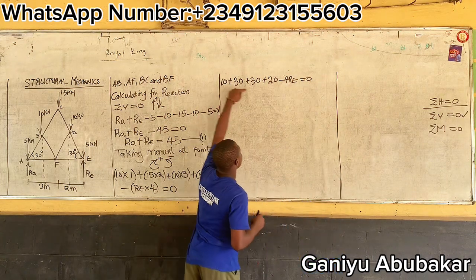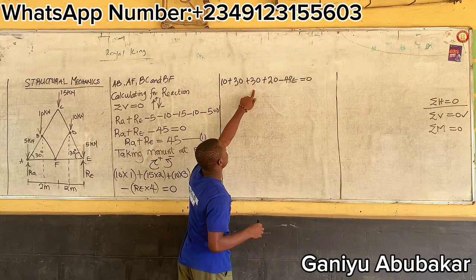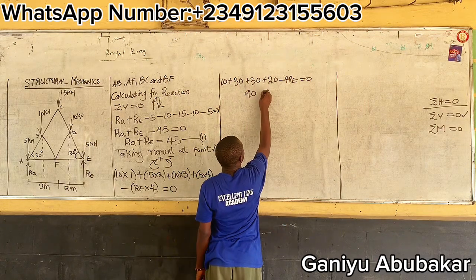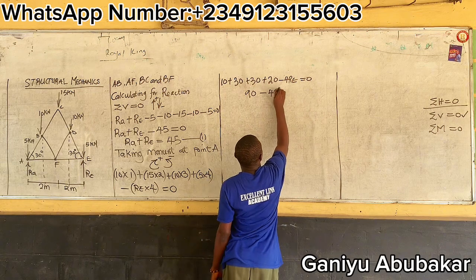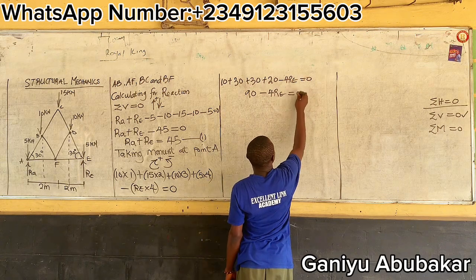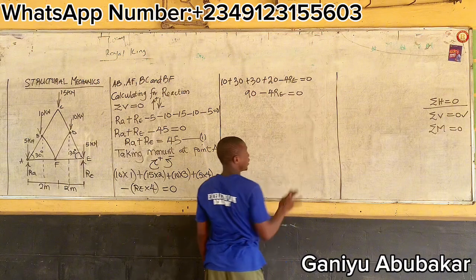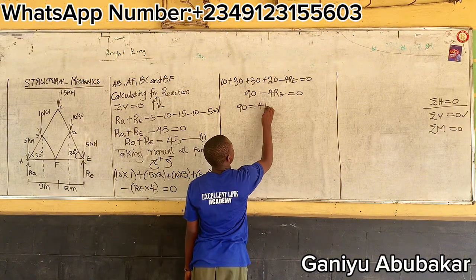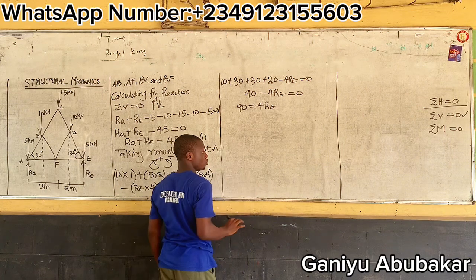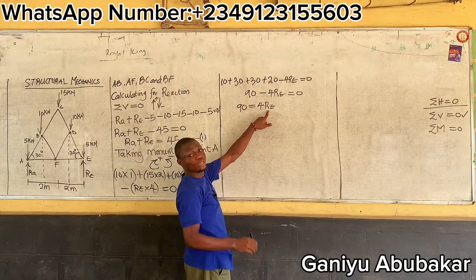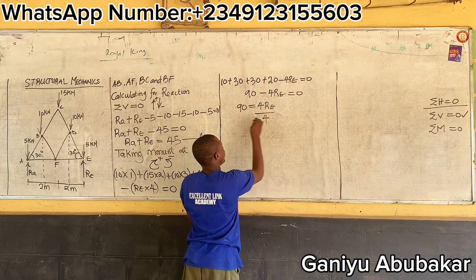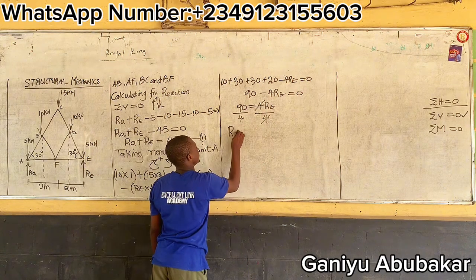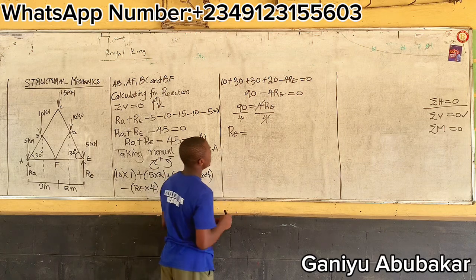So all I have here in total is 60, 80, 90. So I'll have 90 minus 4RE equal to 0. Take this one here because it's a positive RE. So I'll have 90 equal to 4RE. True or false? True. And how do I get RE? Divide by 4. This cancels. So what's my RE? RE is 45.